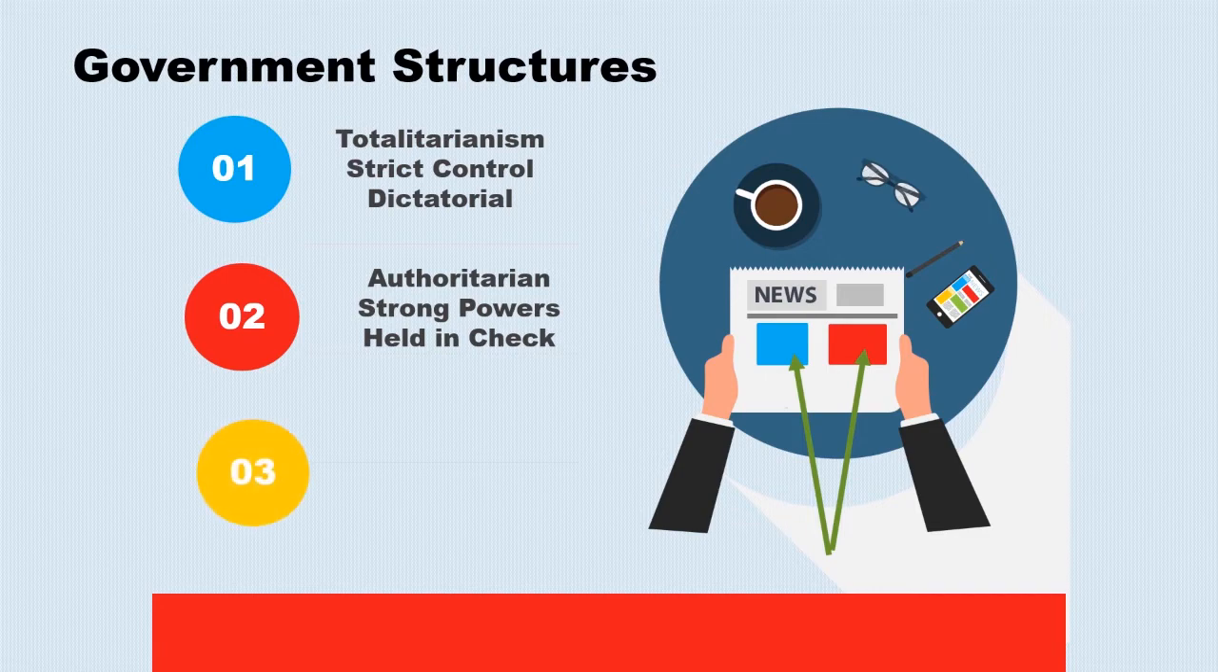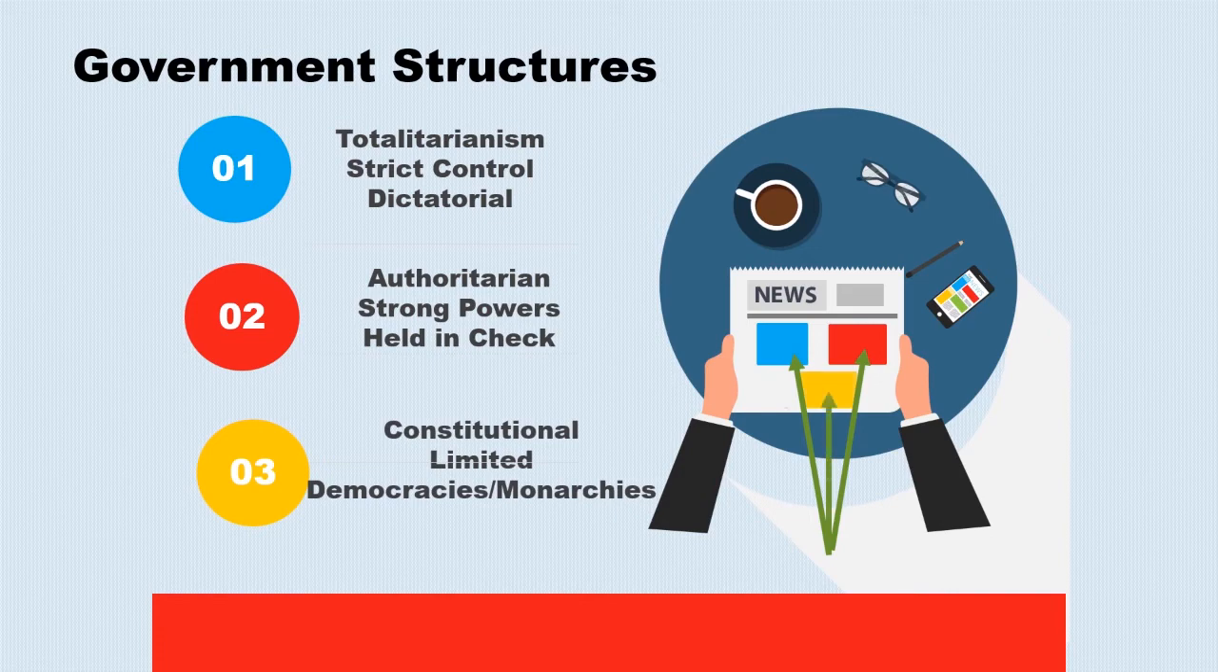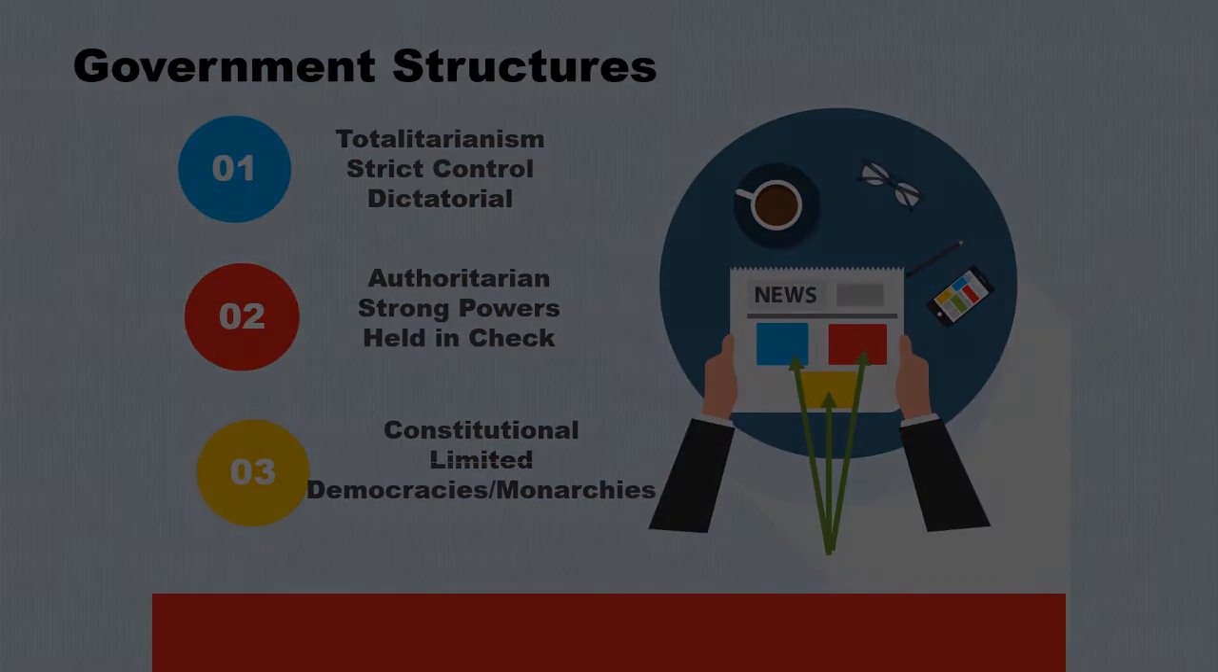A government structured by law, such as the Constitution, provides for a limited government so that the rights of the people are protected. These might be democracies or they could be monarchies. This is referred to as constitutionalism. Let's watch and listen as Florida Virtual School discusses governments by type.